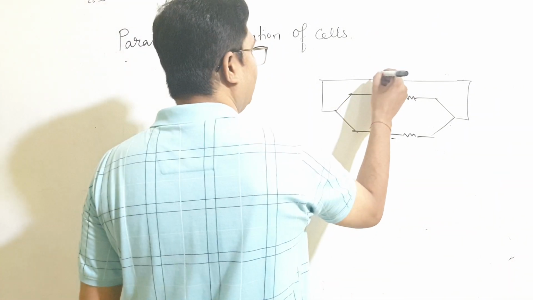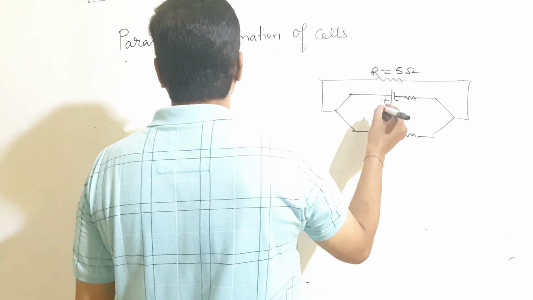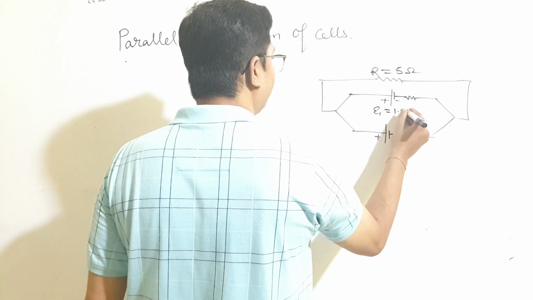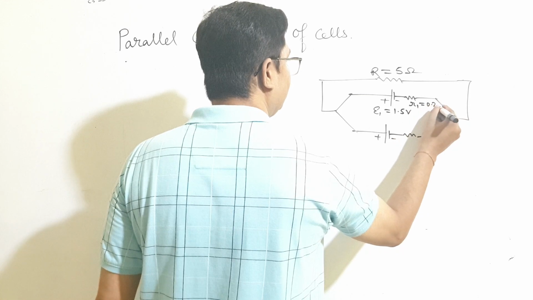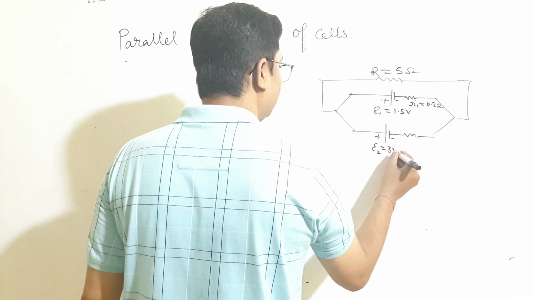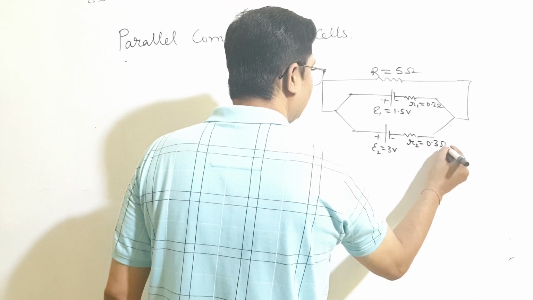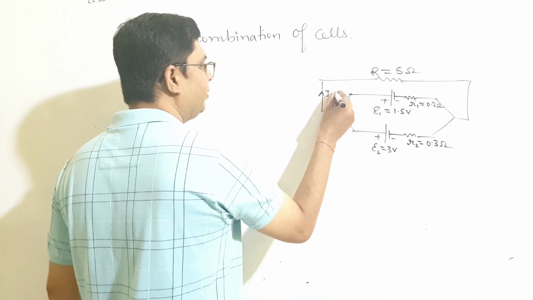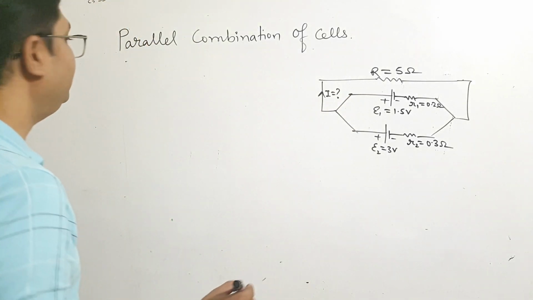Let the value of R be 5 ohm, and this is E1. E1 equals 1.5 volt. This is R1. R1 equals 0.2 ohm. This is E2. E2 is 3 volt, and this is R2. Let R2 be 0.3 ohm. You have to find the current I. What will be the value of current I in this circuit?